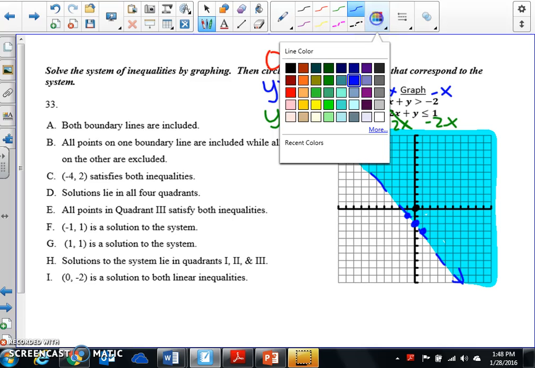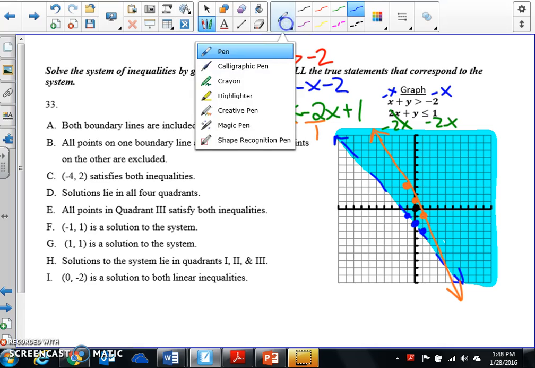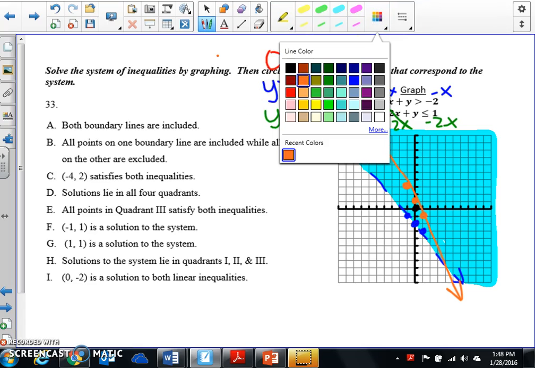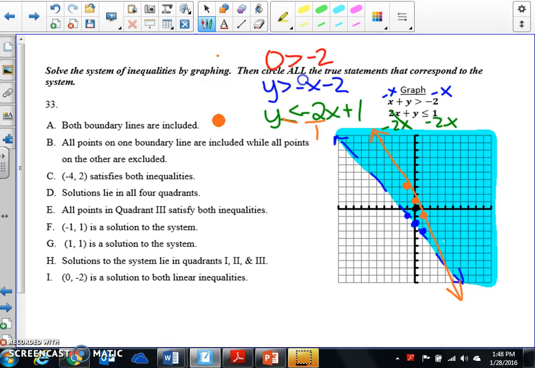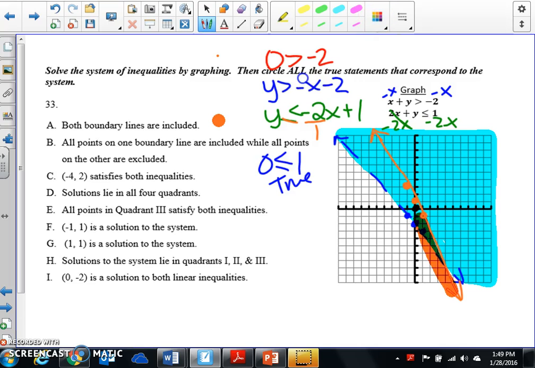Okay, now I'm going to do the other one. Let's do an orange. So I go to positive 1 because that's the y-intercept. My slope is negative 2 over 1, so I drop 2 over 1, up 2 over 1. It's got that equal sign under there, so this time it's solid. Grab my highlighter, and I test the point 0, 0. Is 0 less than or equal to 1? That is true. So I need to highlight down below.